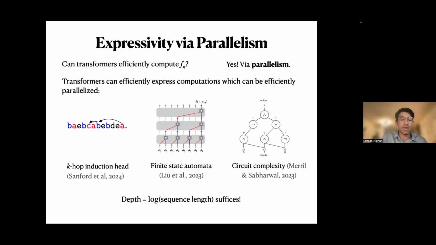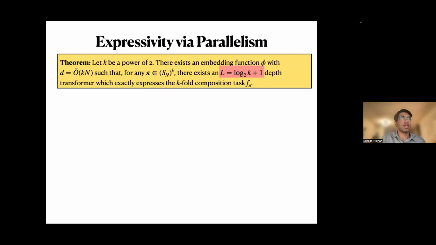In the k-fold composition task, the construction proceeds very similarly. Formally, we show the following. Let's assume that k is a power of 2. Then there exists an embedding function phi with embedding dimension k times n, such that for any choice of the hidden parametric knowledge pi, there exists a log k plus 1 depth transformer which exactly expresses the k-fold composition f sub pi. Let me go through the high-level idea of the construction first, and then walk through more details in the following slides.